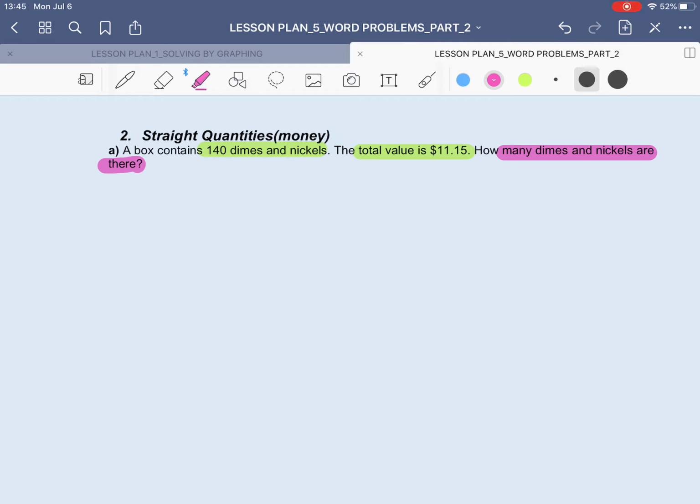So I am going to start solving my problem from the question asked, because that's how I make a decision about assigning the variable. So I have to find two things, the number of dimes and the number of nickels. So I'm going to let D be the number of dimes.